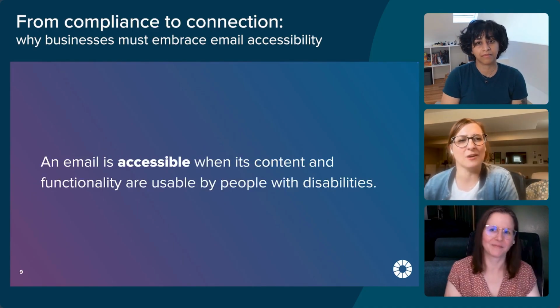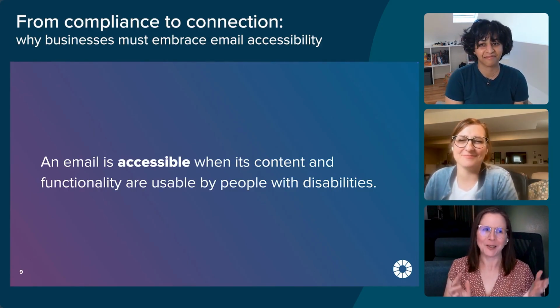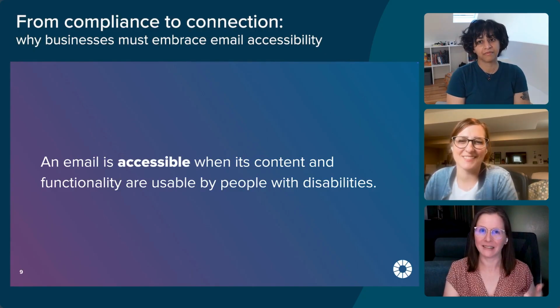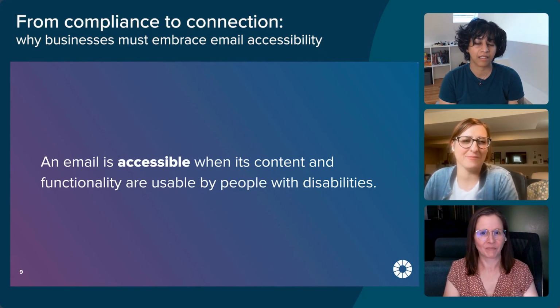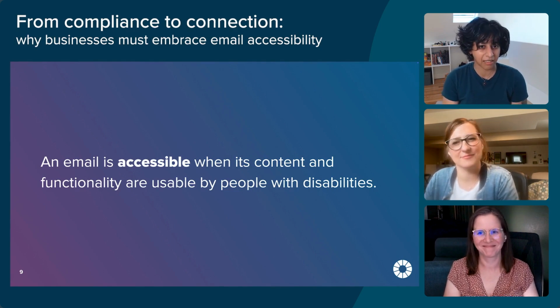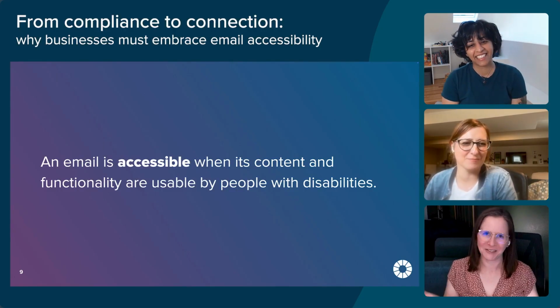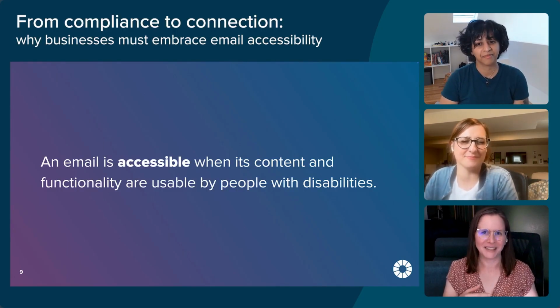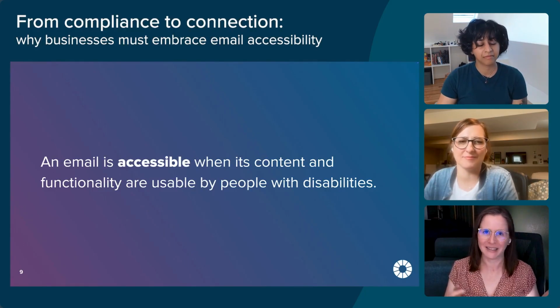And I think that we should start by aligning our definition a little. Absolutely. So an email is accessible when its content and its functionality are usable by people with disabilities. And so when people hear about email accessibility, they tend to jump straight to screen reader users, for example, but that's not really accurate, right? Right. So disabled users include a wide variety of different people, from color blindness to ADHD to cognitive and physical disabilities. Disabled users are far from being just screen reader users. It's a lot of different people.